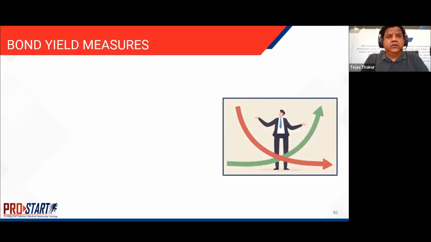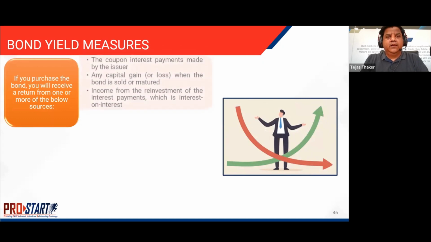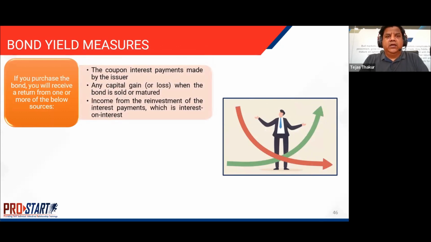Coming to bond yields. If you purchase a bond, you will receive a return from one or more of the below sources: coupon payments made by the issuer, any capital gain or loss when the bond is sold or matured, and income from reinvestment of interest payments, which is the interest on interest option. So two basic things and one additional thing. One is the coupons which I get. That is the way I make money. Second is the capital gain or loss when the bond is sold or matured. And third, whatever coupons I get, if I put those coupons into another investment, the interest which I get on that second investment will also get calculated. This is known as interest on interest.